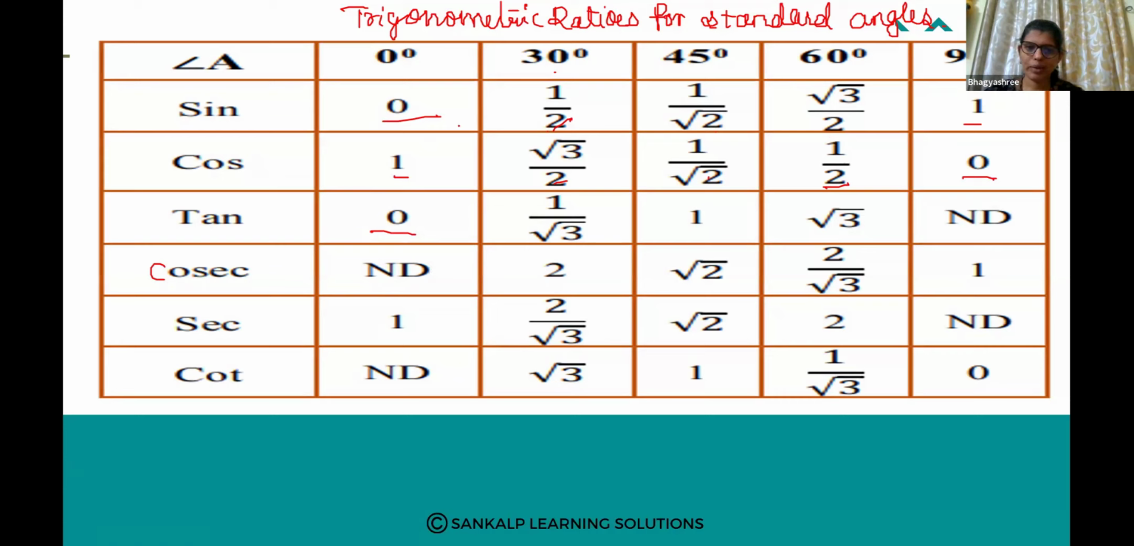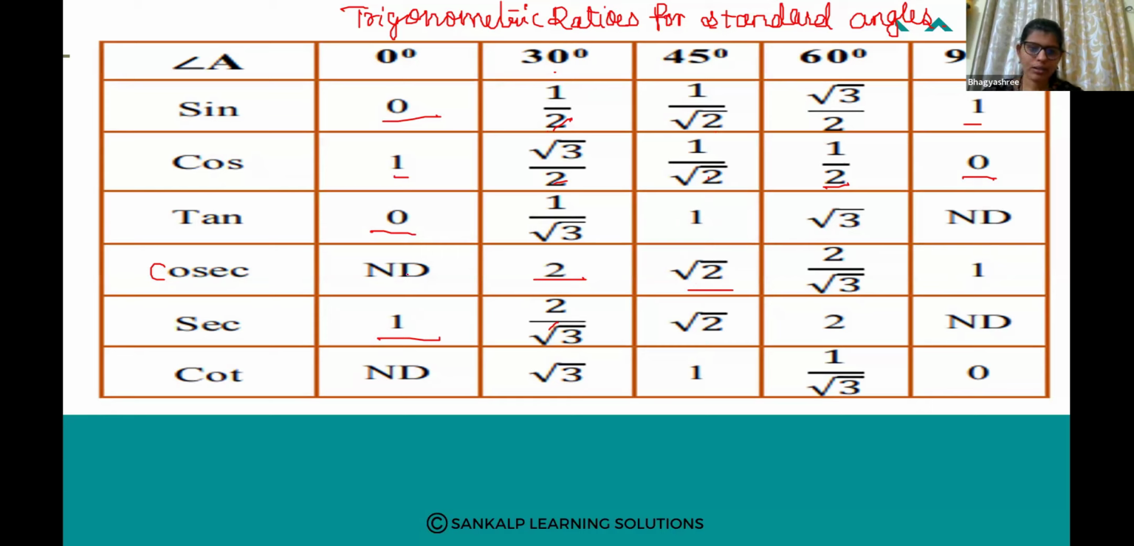Cosec is 1 by 0, that is not defined. This is 2 by 1, that is 2. Root 2 by 1, that is root 2. 2 by root 3, yes, 1 by 1, that is 1. Sec 1 by 1, that is 1. Sec 30 degree is 2 by root 3. Sec 45 degree, root 2 by 1, that is root 2. Sec 60 degree, 2 by root 3. And sec 90 degree is 1.